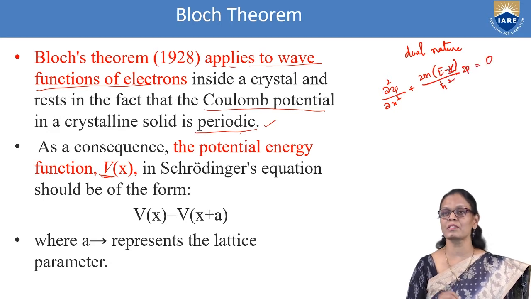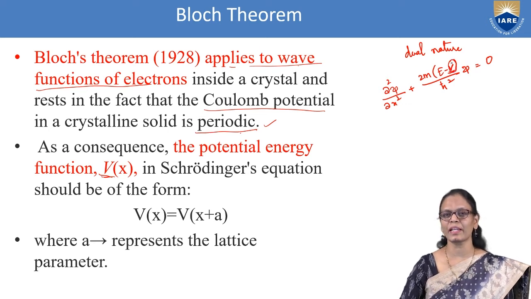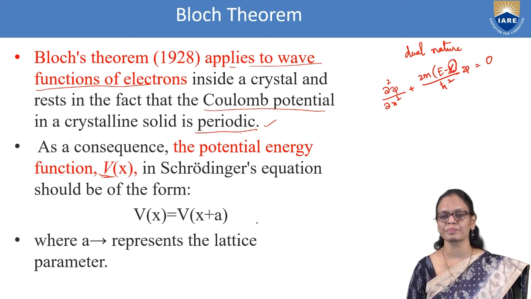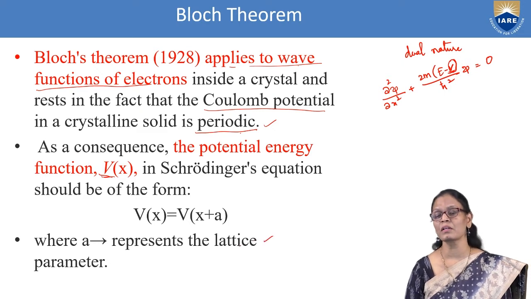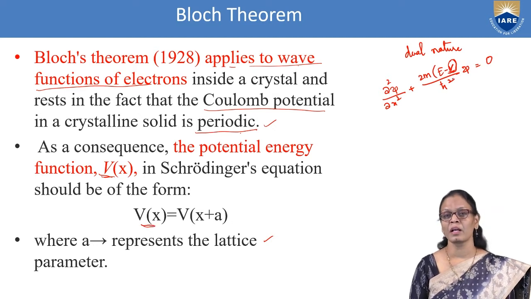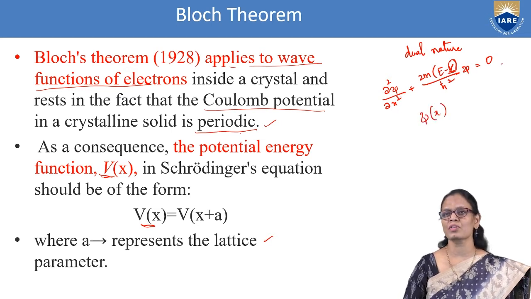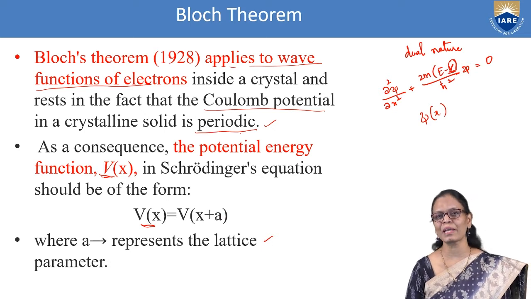So here we have considered only V, but now how does this V vary in a lattice? When we are considering the periodicity of potential, this has to be included in the Schrodinger equation, because the solution of the Schrodinger equation gives us the wave function. So whenever we talk about the wave function, we also have to talk about the periodicity.